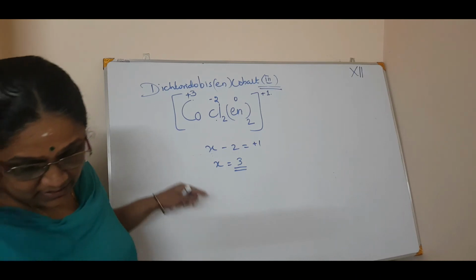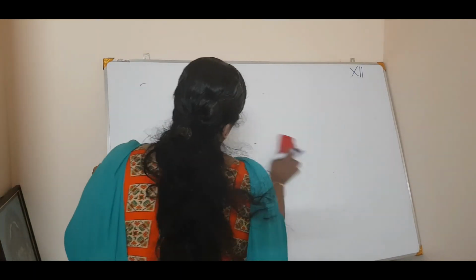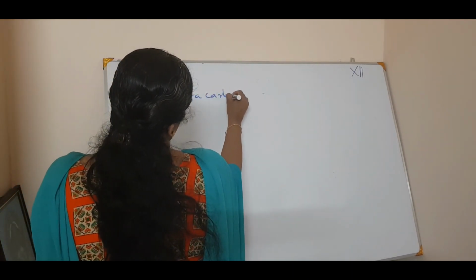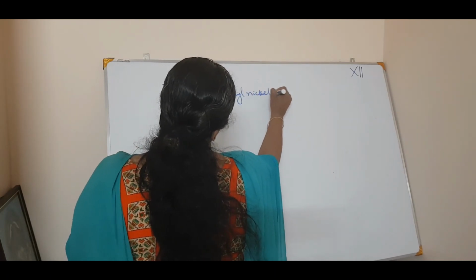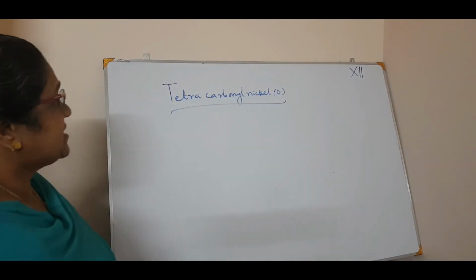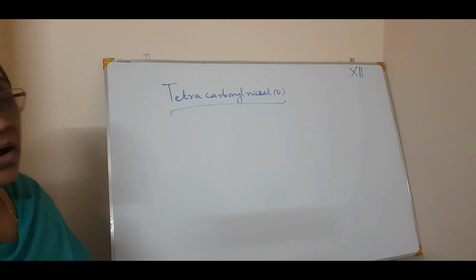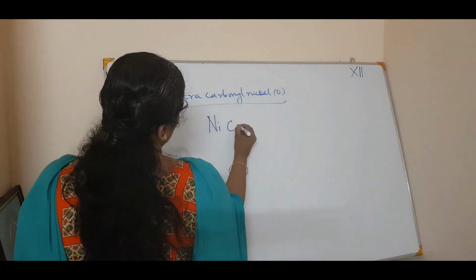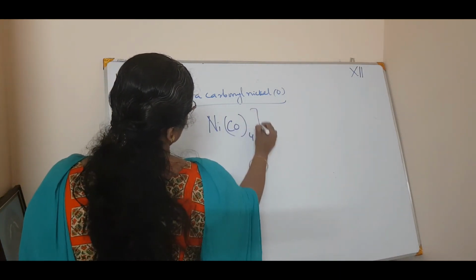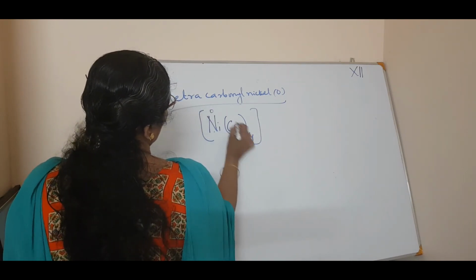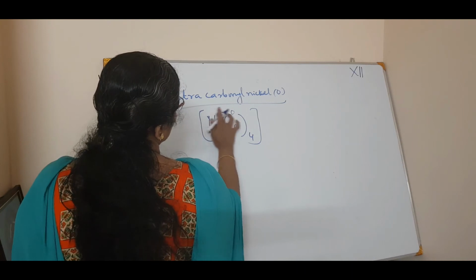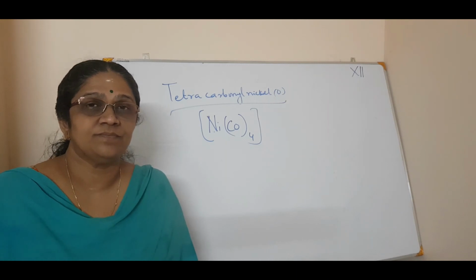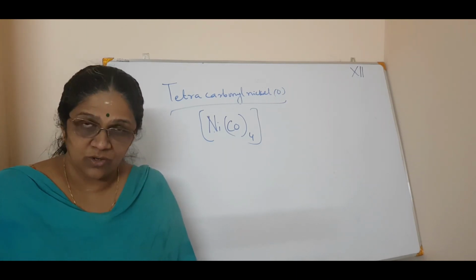Okay. One more we will write. Tetracarbonyl nickel 0. Tetracarbonyl nickel 0. How will you write? First you have to write the metal atom. Then tetracarbonyl. Carbonyl is CO 4 times. Nickel valency is 0. Why? Because carbonyl is 0. So that's okay. So the formula will be Ni(CO) 4 times. Clear?